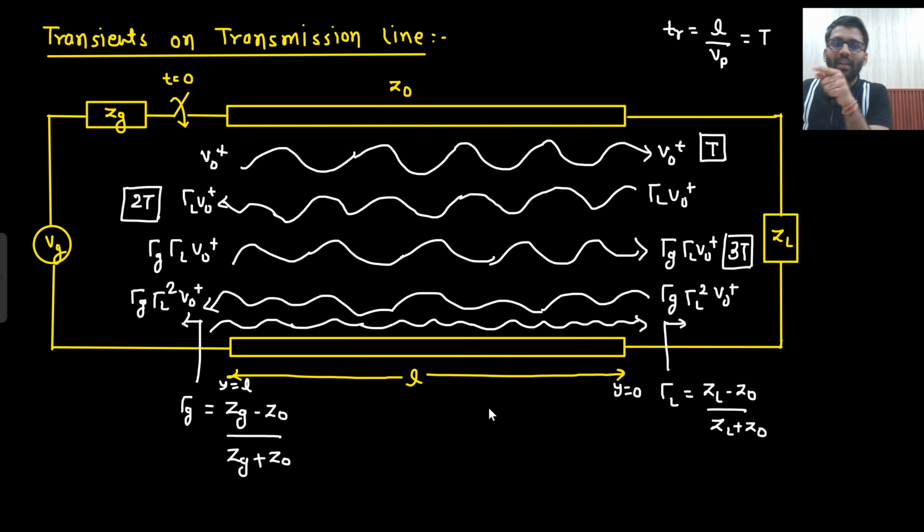Now at that time only, some reflected wave also came in. So what all voltage are you having? V naught plus was already there. Then gamma L V naught plus was already there. Then gamma L gamma G V naught plus will also be there.